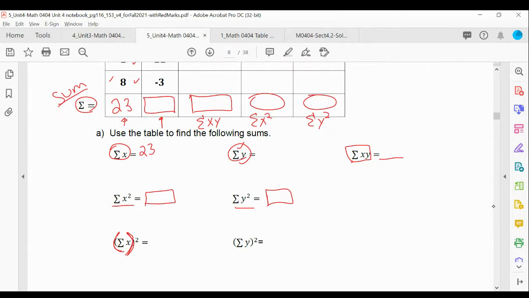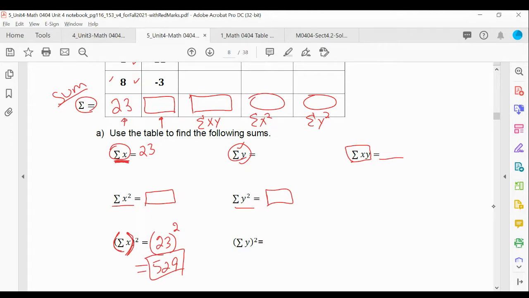So what does that mean? That means that we substitute the sum of the X values, which in this case is 23, and we square it, and we get that answer for that last part. So 23 times 23 gives you 529.